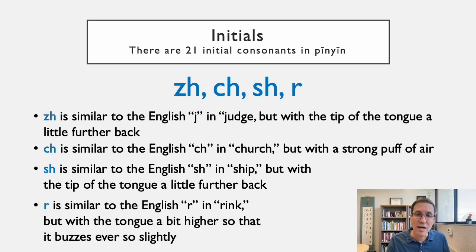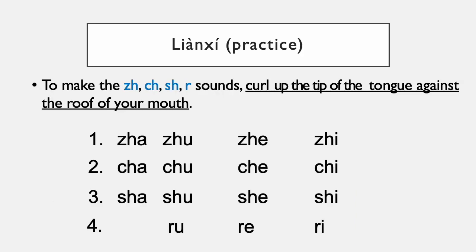And then finally with the R, it's similar to the English R in rink, but the tongue is a bit higher so that it buzzes ever so slightly. 跟我说日. 好的，我们来练习一下。Let's take a moment to review what we just learned.